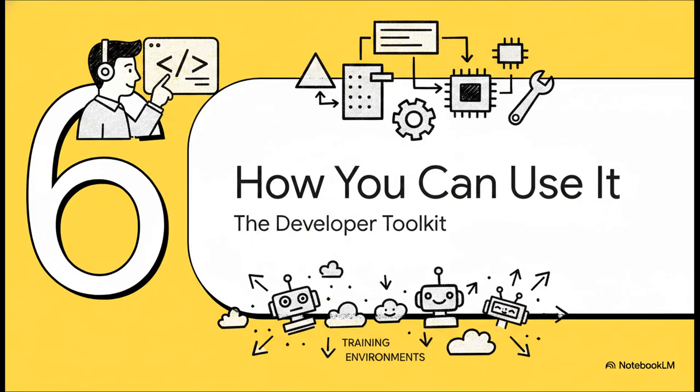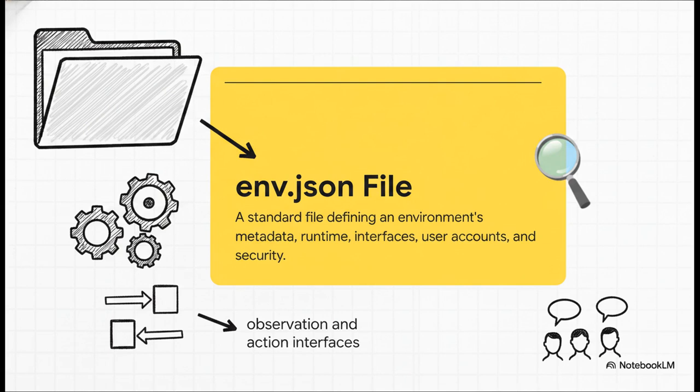So if you're a developer watching this, you're probably thinking, okay, this is cool, but how can I actually get my hands on it? So let's take a look at the toolkit that ships with the Gem Anything library. Everything really boils down to this one standardized file, env.json. This thing is the blueprint. It defines everything from metadata and what the environment needs to run to the specific interfaces the agent will see and use. It can even handle defining different user accounts, which is great for creating realistic enterprise scenarios.